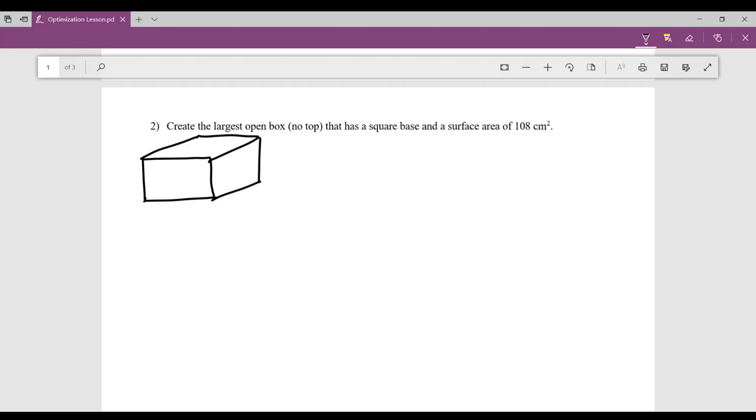Okay, so there's no top. It's a square base. So that means that I'm just going to use x's again. That's x, that's x. It's a square base. And we have the height.